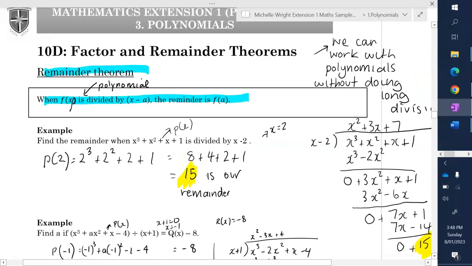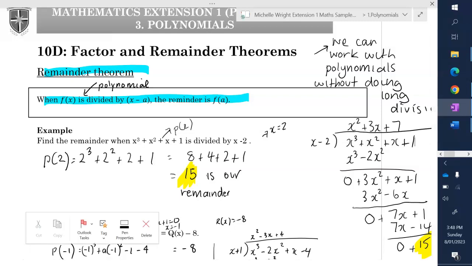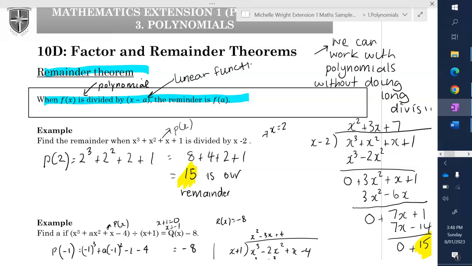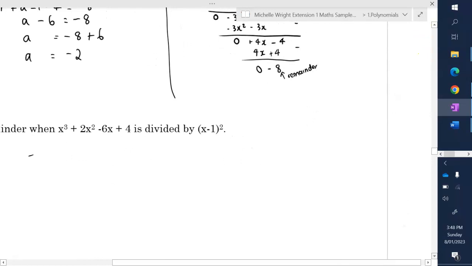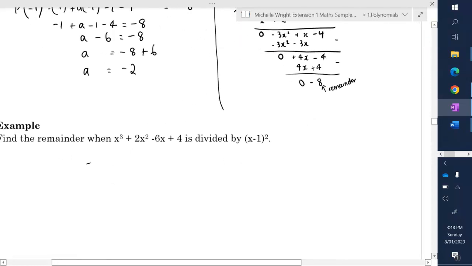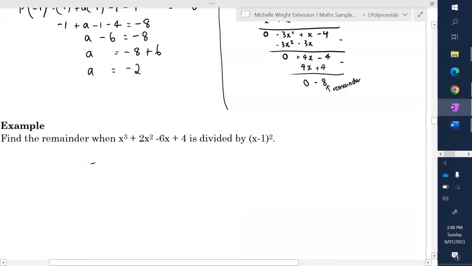Now, we can't use our theorem that we used before for this one, because what I haven't shown you is that with this theorem, when a polynomial is divided by a function, the thing that it's being divided by needs to be a linear function, which we've had in our previous questions. We don't have this in this one here. So at this point, we don't have enough information to do anything other than do it the long division way. So find the remainder when a cubic is divided by a quadratic.